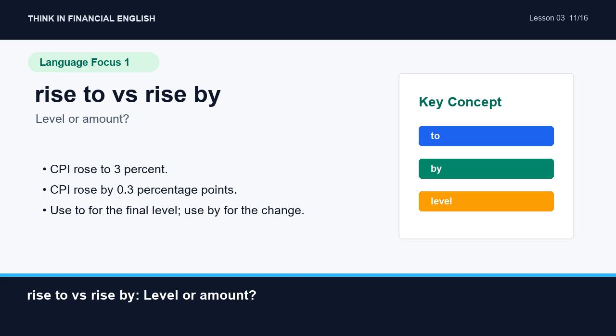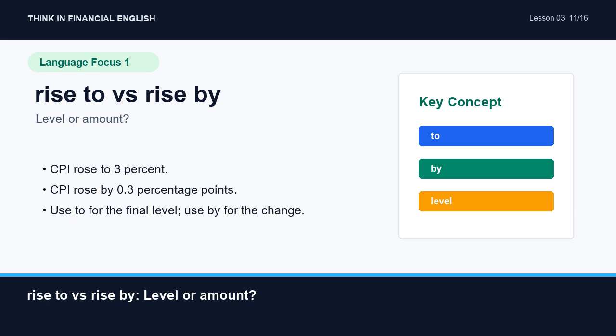Now let us focus on English. Use rise to when you describe the final level. For example, CPI rose to 3%. Use rise by when you describe the amount of change. For example, CPI rose by 0.3 percentage points. This distinction is essential in financial reporting.